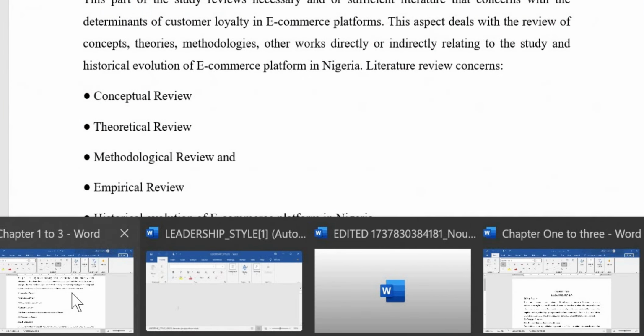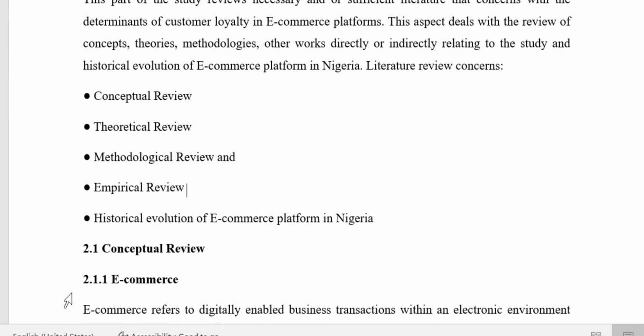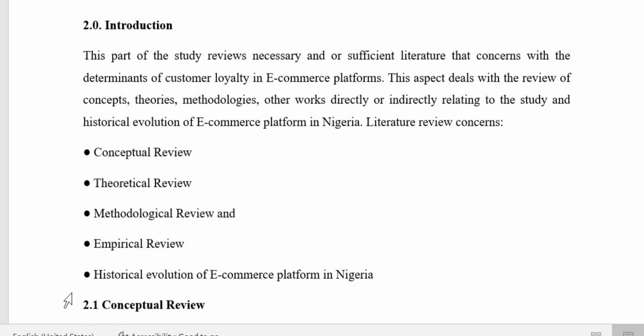The independent variable you introduced to us in your background of the study in chapter 1, you need to explain them in a wider sense. Let's use this topic as an example. I'm working on this topic: determinants of customer loyalty in e-commerce platform. In your literature review, start with introduction. In this part of the study, review the necessary or sufficient literature that is concerned with the determinants of customer loyalty in e-commerce platform.